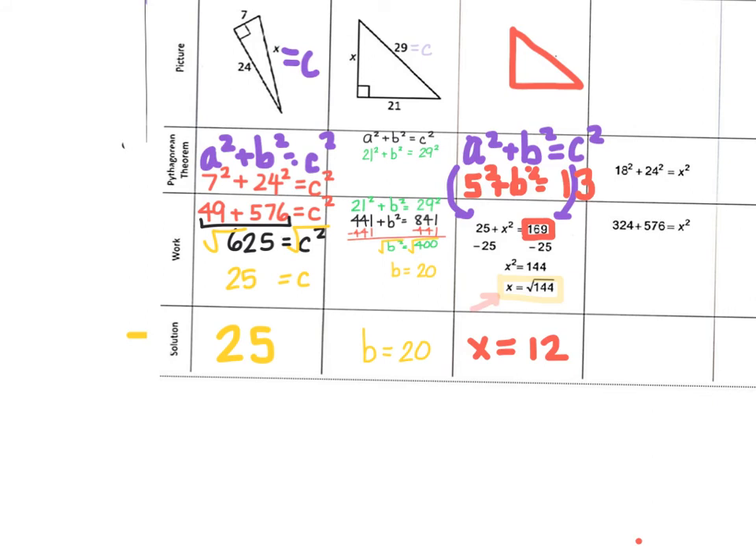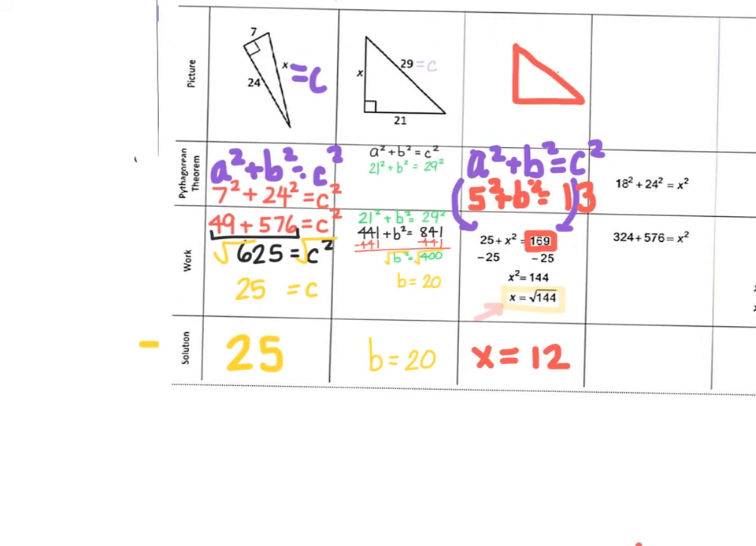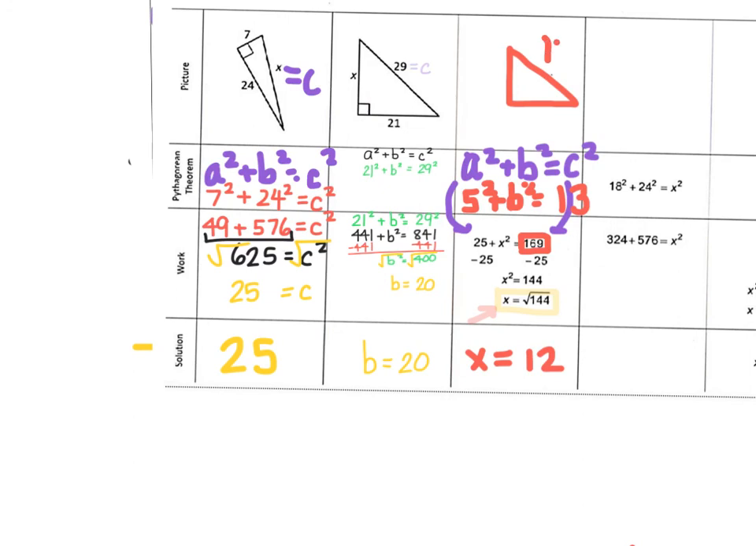The C is the largest side, 13. Now, as you're drawing this triangle, remember, it doesn't matter where you put your 5 and your 12. That's a triple, 5, 12, 13. Let's go on to the fourth column.